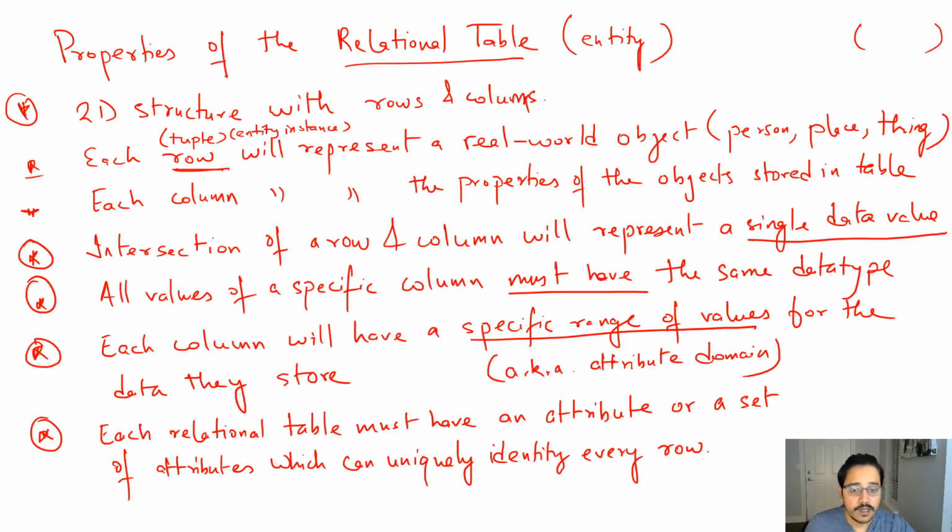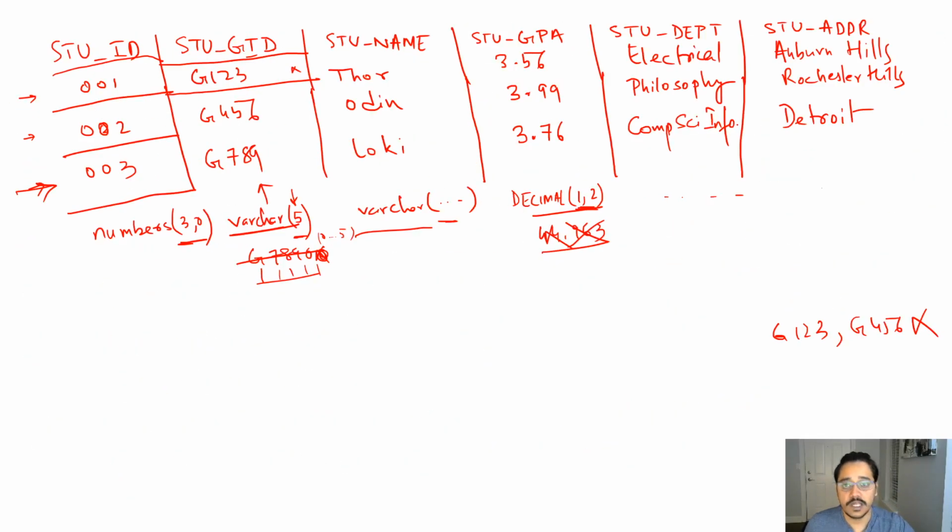Okay, and then finally, there should be an attribute or a set of attributes that would be able to uniquely identify all the rows from each other and distinguish them from each other. If you look at this particular table setup in front of you right now, and ask what attribute or set of attributes can help me do that, there are some attributes which do not help us achieve that, and some which do.